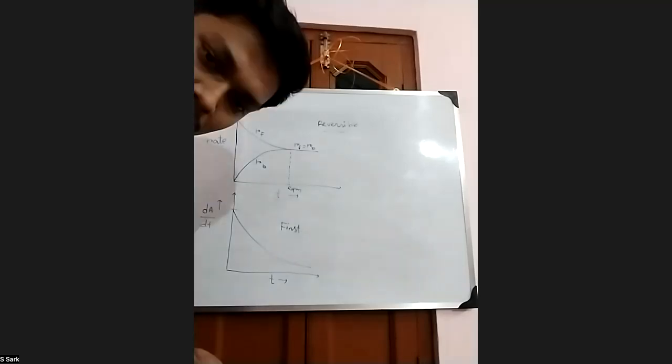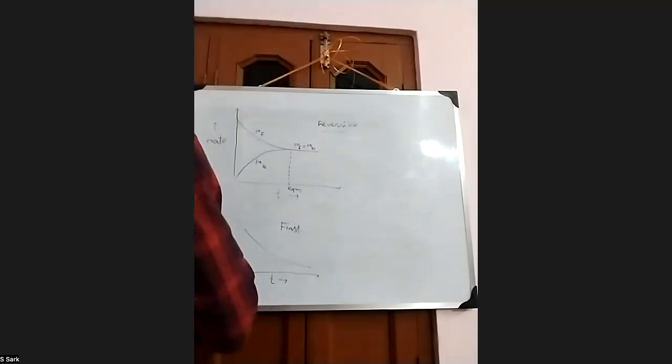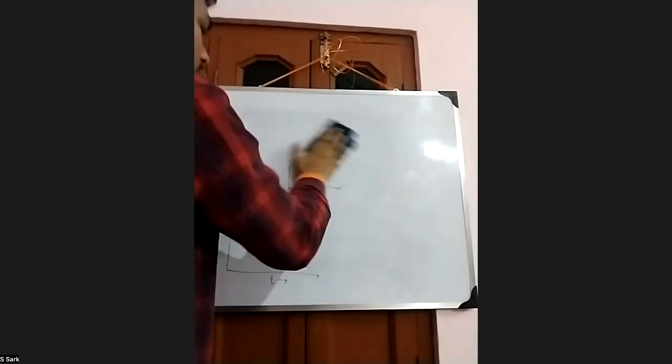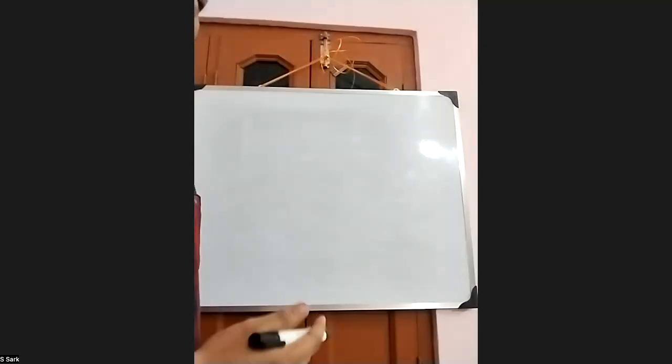Okay, sir, rate is basically the change in concentration with respect to time, or per unit time. This is rate. And what is rate law? Rate law says that the rate, which is a parameter, is proportional to the concentration of the reactant involved in the reaction, raised to the appropriate power. So this is rate law.